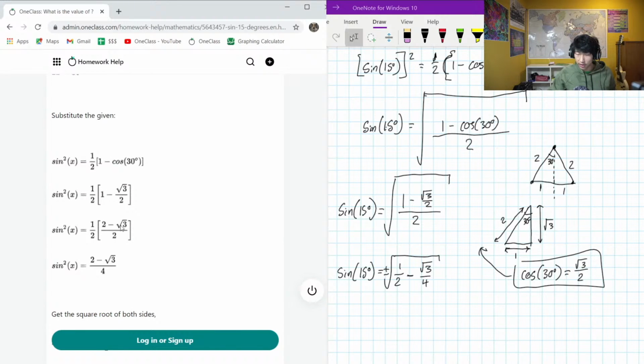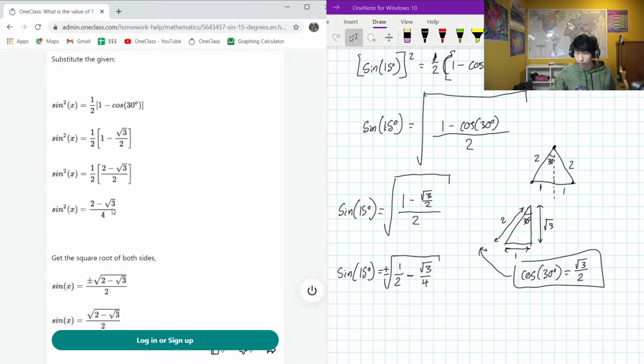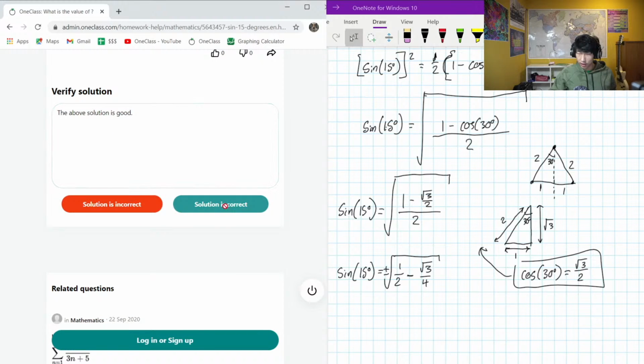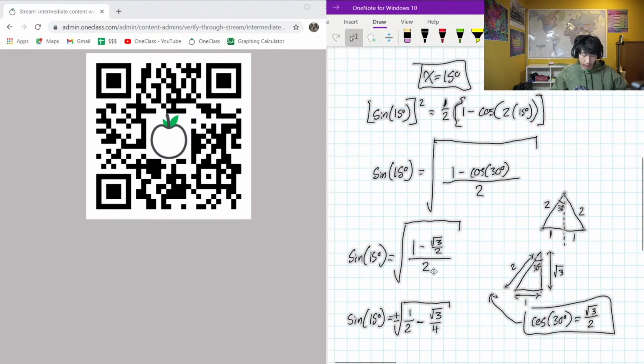To get from here to there, we pretty much just want to make this first term also have a denominator of 2. So 1 is going to be equal to 2 over 2. So that becomes 2 over 2 minus that. And then everything is nice and easy. Okay, very straightforward. So yeah, the above solution is good. Awesome. Different ways to write the same thing.